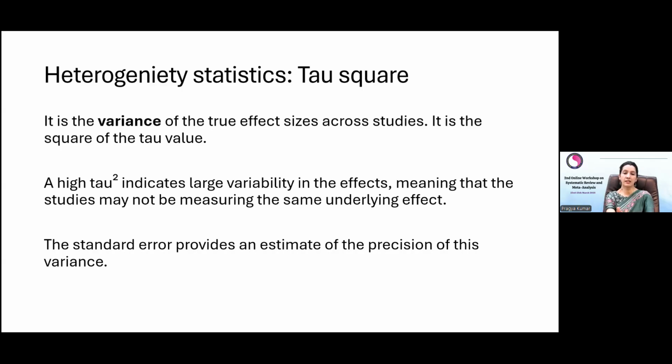Now there's another thing which is known as the tau square. Like we know that if you square the standard deviation, it becomes variance. So tau square is the variance of the true effect size, and a high value of tau means there is significant heterogeneity. We will also see this. What is the effect of a high tau?